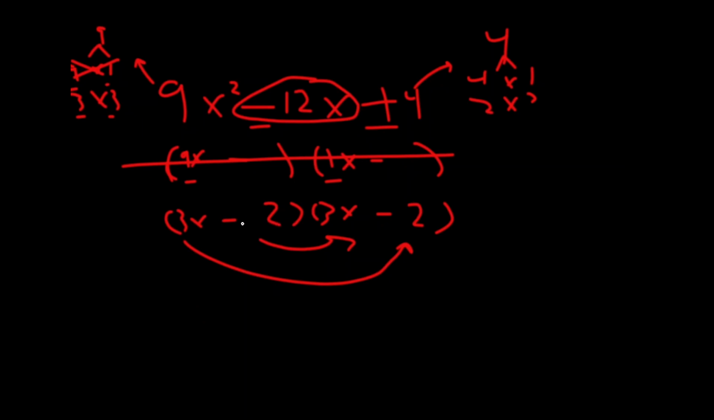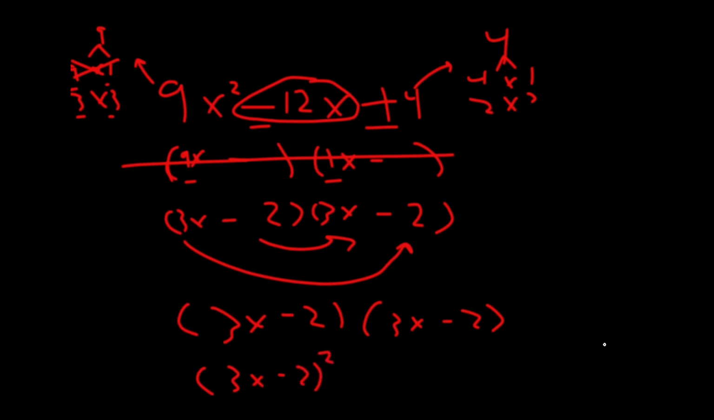If you check it, the negative 2 times the negative 2 equals the positive 4, and the 3x times the 3x equals the 9x squared. So our final answer for this problem, excuse the bad drawing, is 3x minus 2, 3x minus 2. If you're really fancy, you can write this as 3x minus 2 squared.